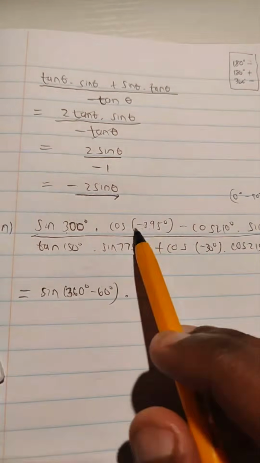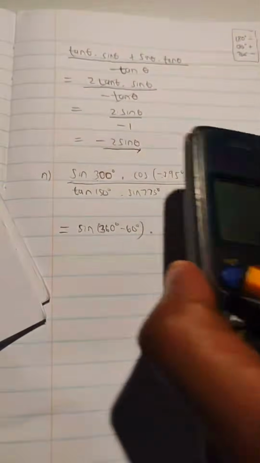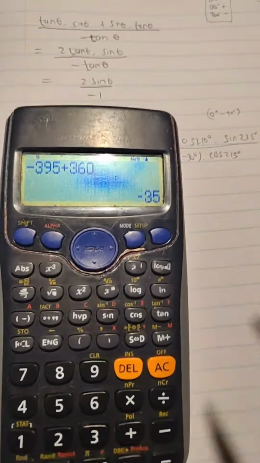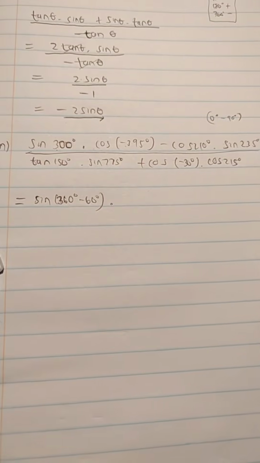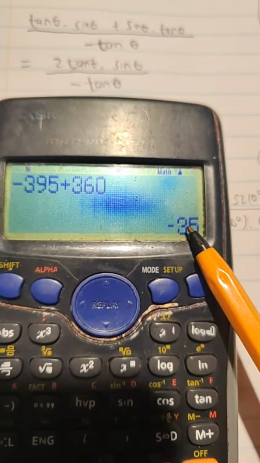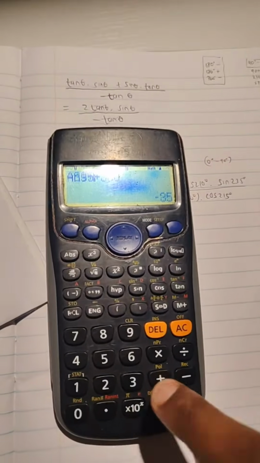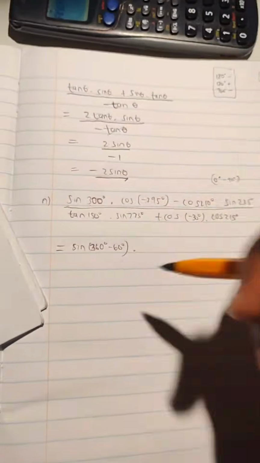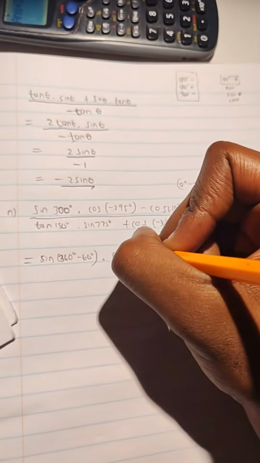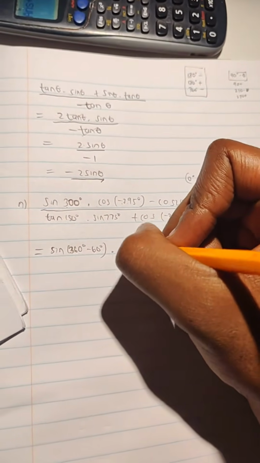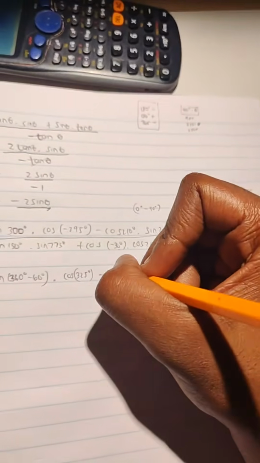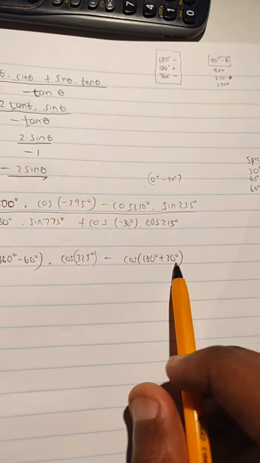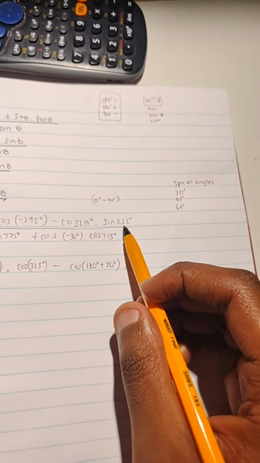Negative 395, this is a negative angle. So what do we do with negative angles? We add 360. So negative 395 add 360, we get negative 35. But remember, for negative angles we need to add 360 again. We add 360 the second time, we get 325. So cos of 325 is better. Minus cos 210, let's reduce that one: 180 plus 30, a special angle. Sine 235.